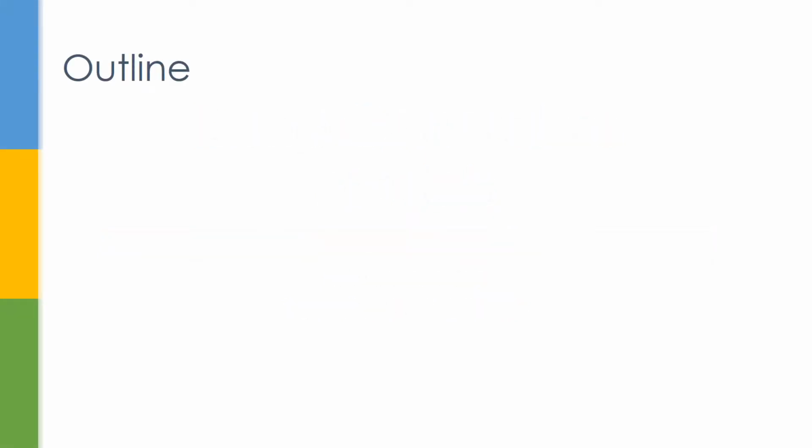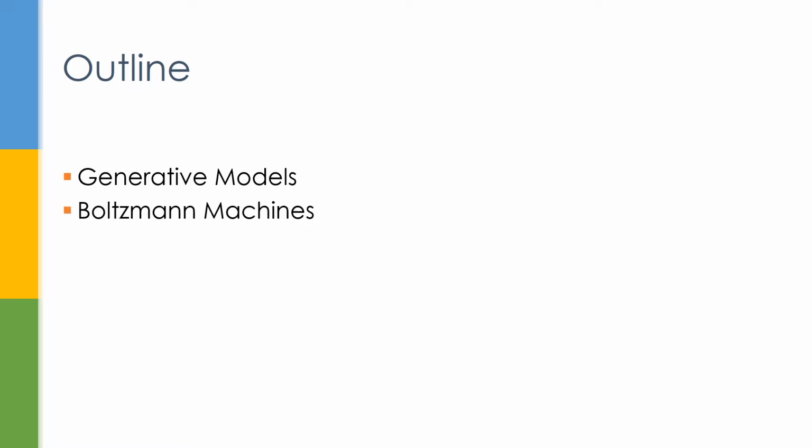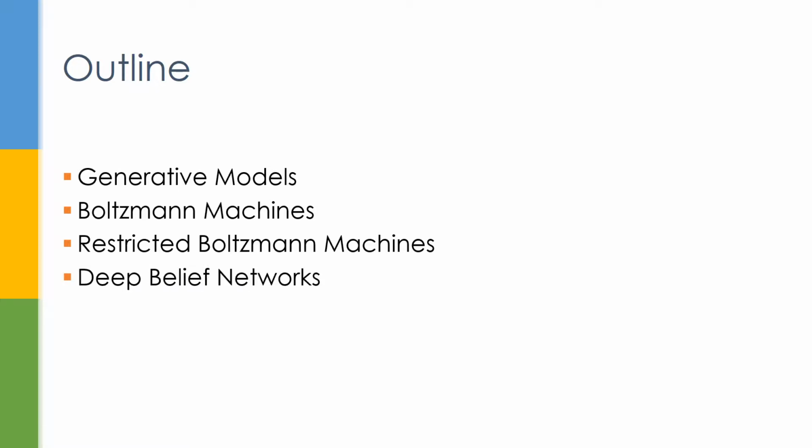So I am going to take you through the following topics in brief. First, I will start with why generative models are so important and then follow it up by building blocks of deep generative models such as the Boltzmann machines and the restricted Boltzmann machines. This will be followed by a brief introduction to deep generative models such as the deep belief networks and the deep Boltzmann machines.